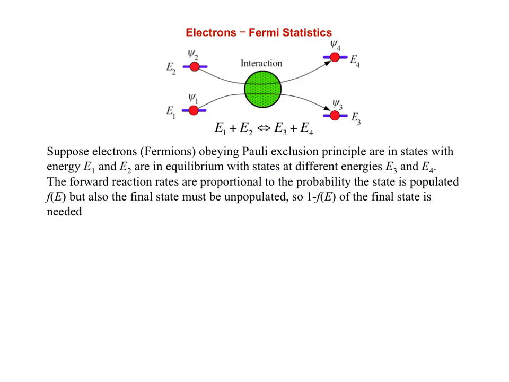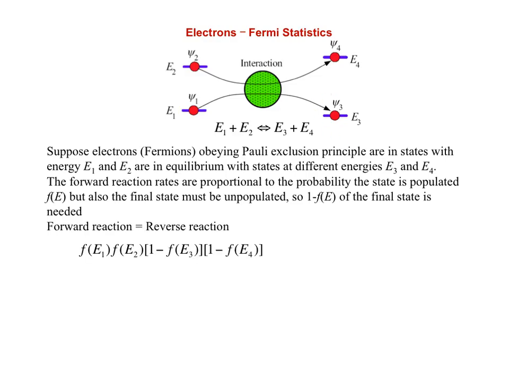Now suppose that instead of classical particles, we have electrons that are in thermal equilibrium. Electrons must obey the Pauli exclusion principle such that no two electrons can occupy the same quantum state. This means that the forward reaction can only occur if there's space available in the product states. This means that the forward reaction rate depends not only on the probability of finding the particles in the reactant states, but also the probability of finding space in the product states E3 and E4, where the probability of finding space is 1 minus the probability of finding that state full.